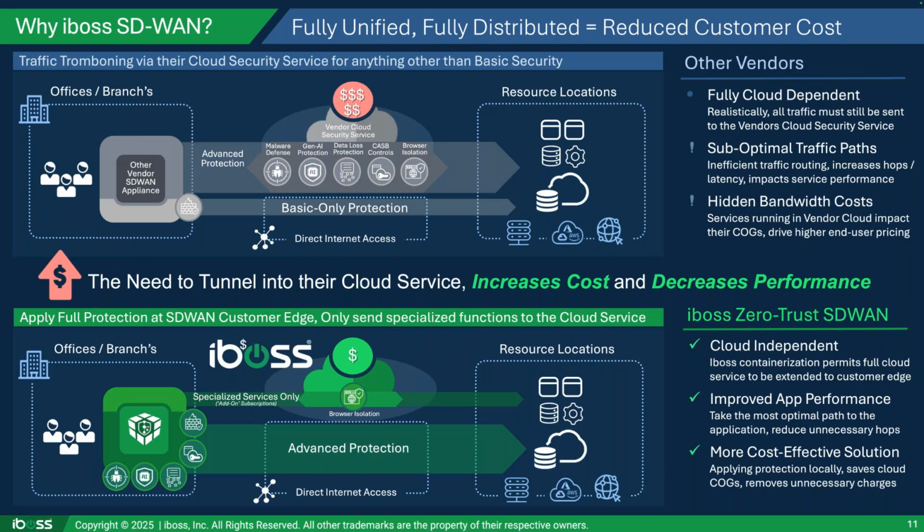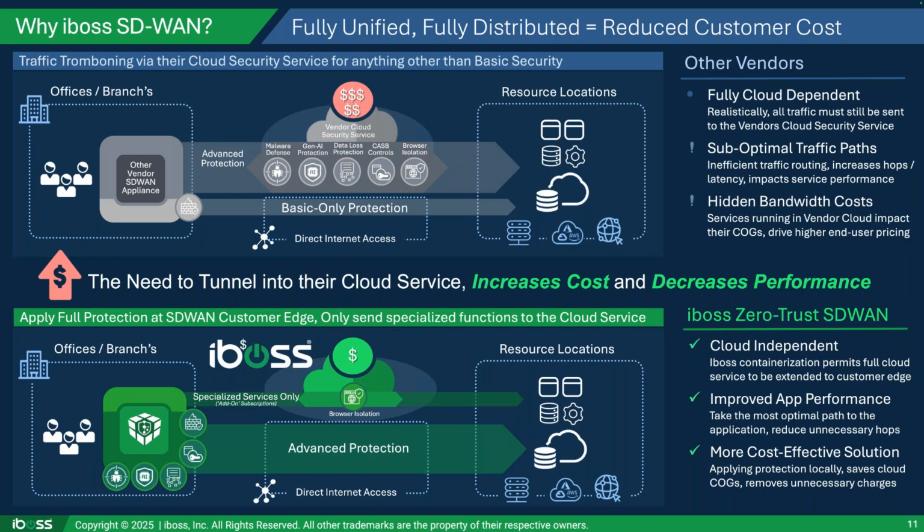So what happened was, organizations were rolling out SD-WAN, but then if they wanted to secure any of that traffic, because it was going to public services like AWS or SaaS applications, then they had to kind of trombone that traffic through a cloud service.